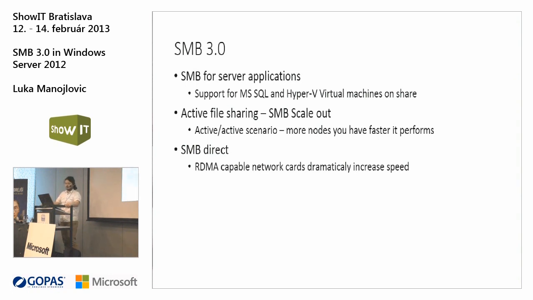I have this scenario ready for you. So you will be able to use it in active mode. And you will get great throughput if you are using a scale out file server. SMB Direct, if you are using RDMA capable network cards, dramatically increases speed. You can also already buy 10 gigabit cards that support that.